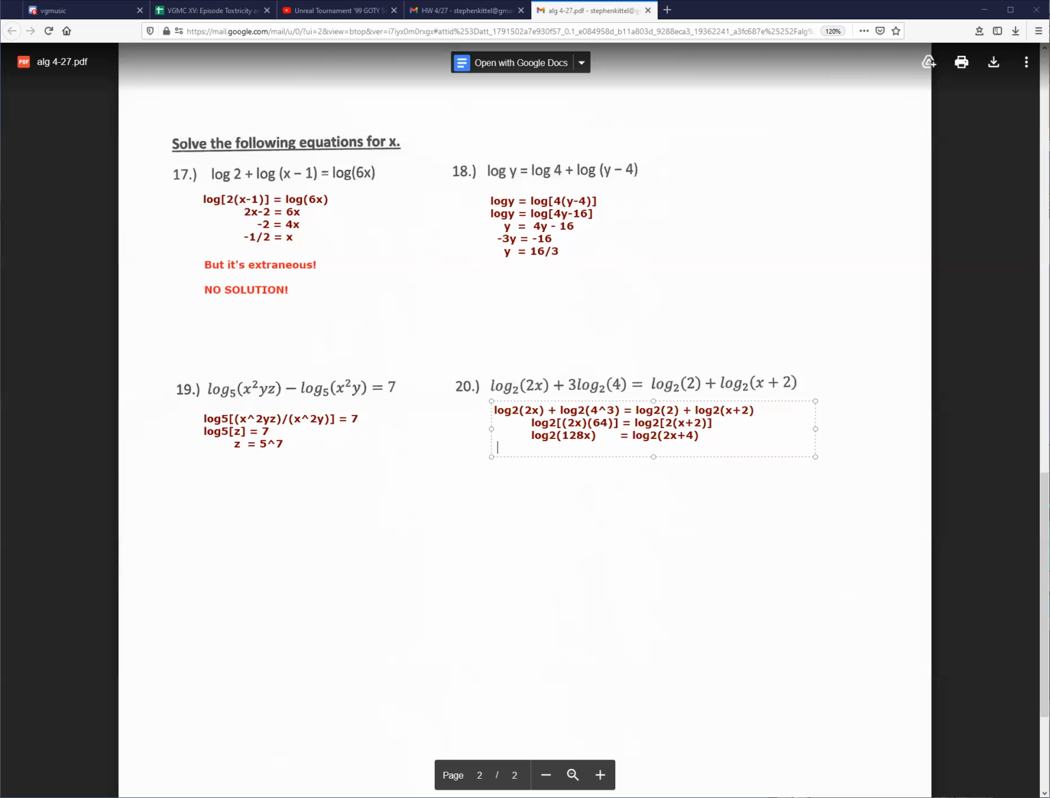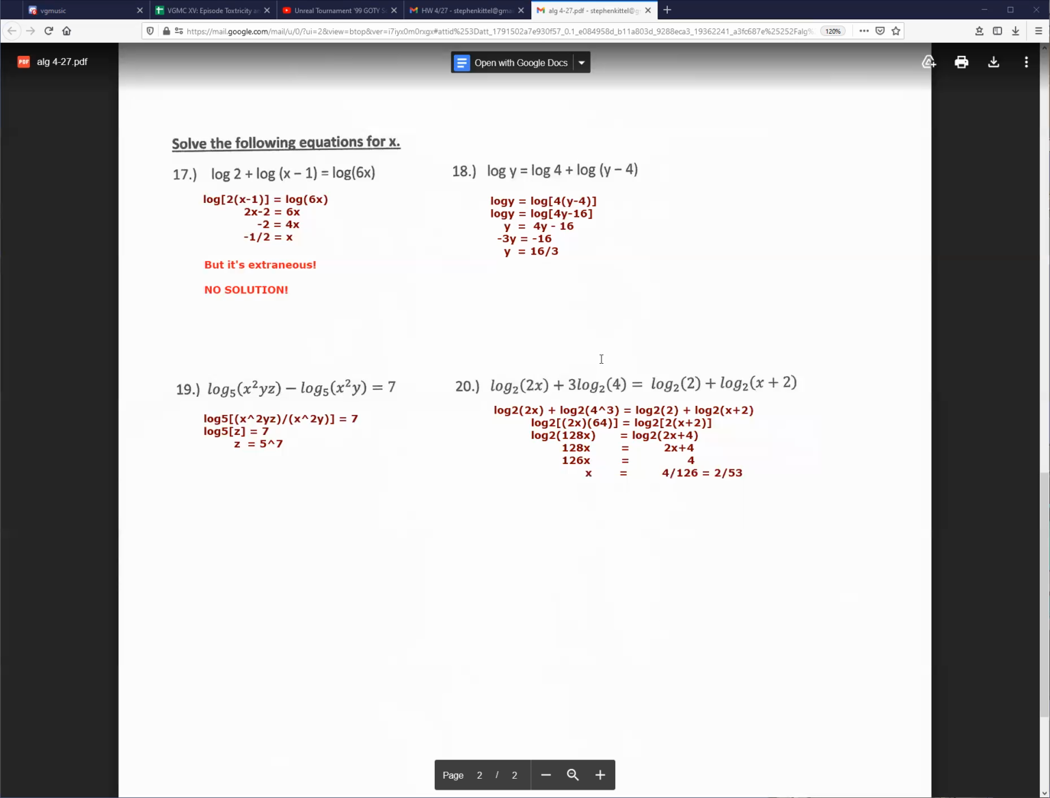We will do 2 to the both sides. 128x is equal to 2x plus 4. So 126x is equal to 4. So therefore x equals 4 over 126, or in other words, 2 over 63. Really? This looks like the kind of problem that should have a nice, neat answer. I was not expecting it to be 2 over 63. Could I have screwed something up?